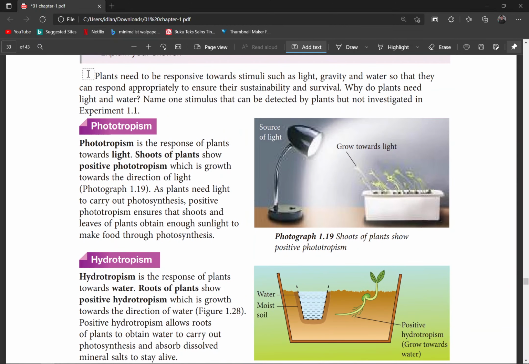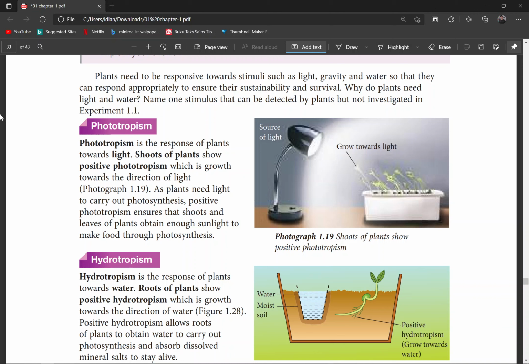These are the examples of tropism. First is phototropism. You can read now. I will give you 3 seconds. Okay, I will tell you the basic thing. Phototropism comes from the word photo, which means light. So phototropism is a response of a plant towards light. You can see the plant is growing towards the light, which is a positive phototropism. That's all you need to know.